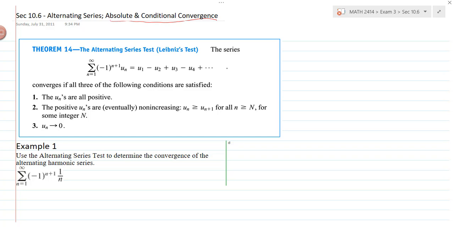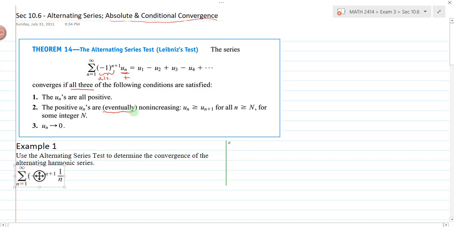The alternating series test says that this series will converge if all three of the following conditions are satisfied. First of all, the absolute value of the terms have to be positive. We know that there's going to be negative terms because of this. This is what makes the terms negative or positive. So this affects the alternating signs, and these have to be positive. The positive u sub n's are eventually going to be non-increasing.